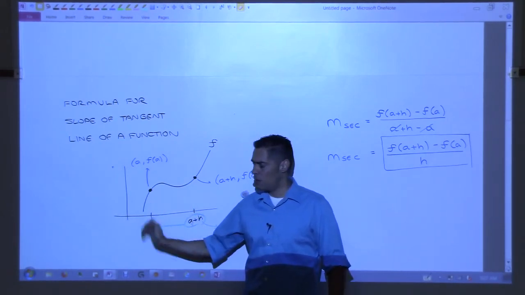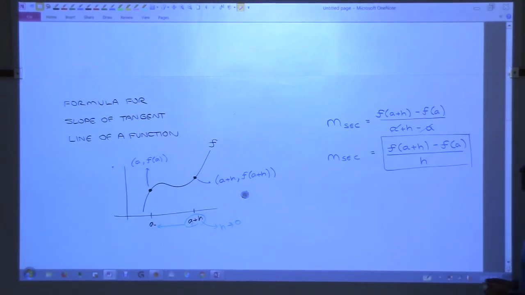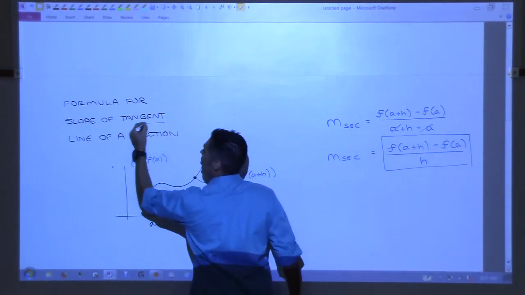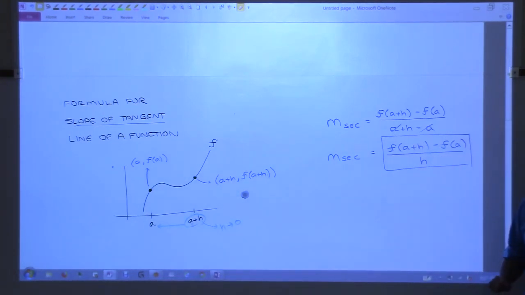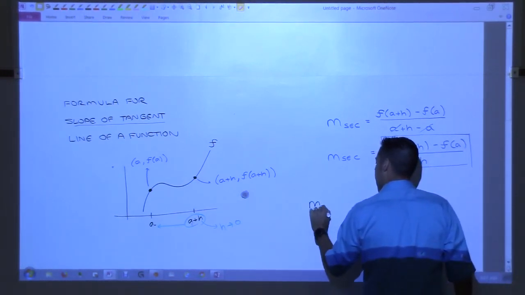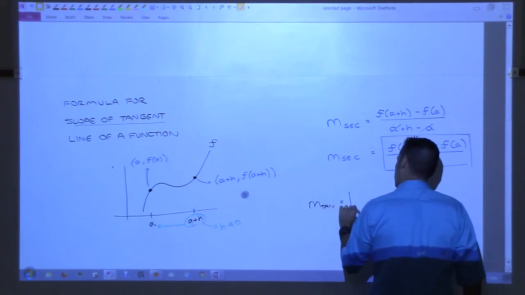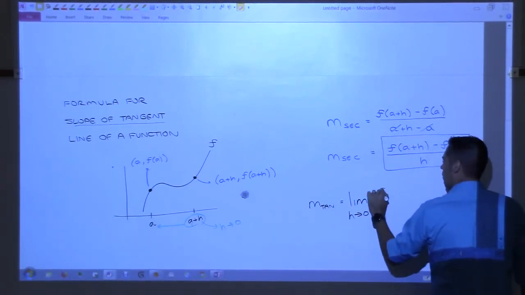Make sense? Okay. So the only difference between this formula and the formula for the slope of the tangent line is to take a limit of this formula. So if we want the slope of the tangent line, we're going to just add the limit as h goes to 0 of that formula.